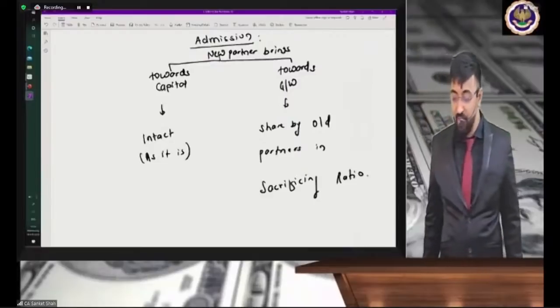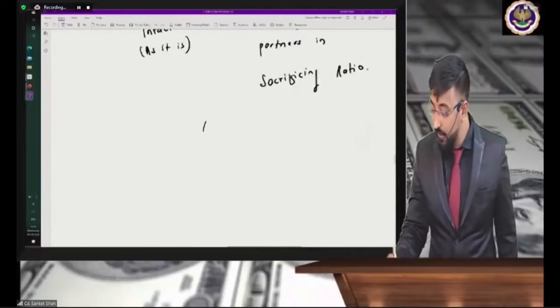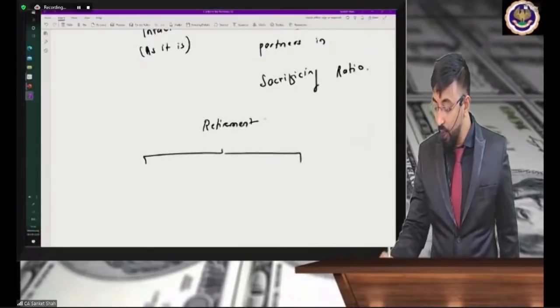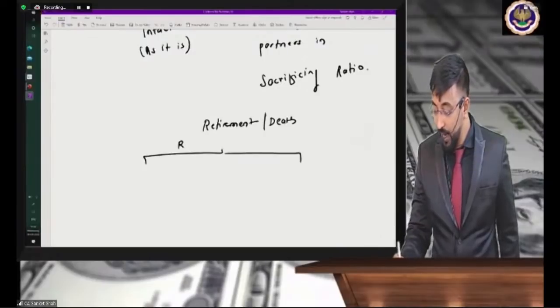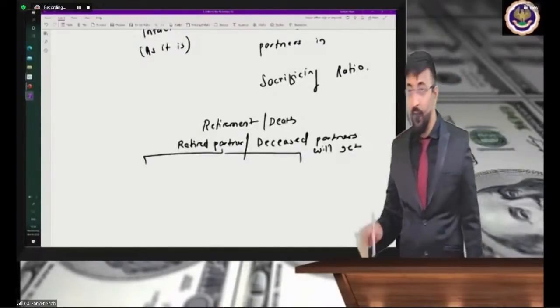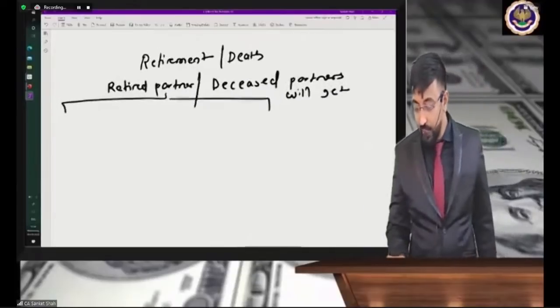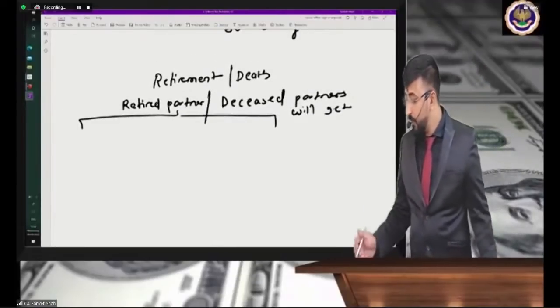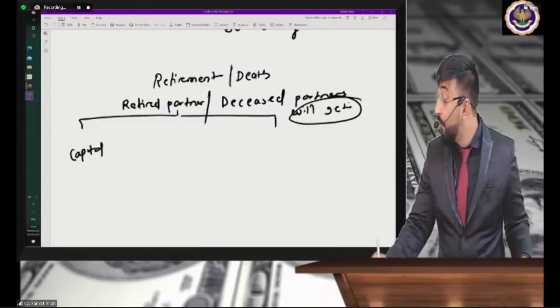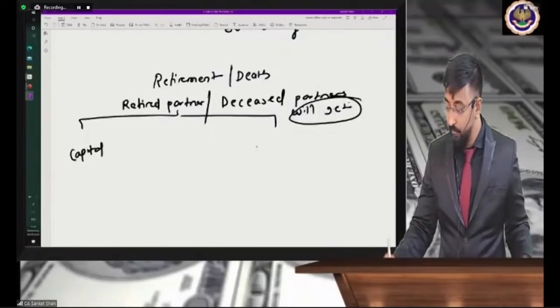Now, goodwill treatment in admission. And what is goodwill treatment in retirement? Yes, retirement or death. Retired partner or deceased partner. What is called deceased, मर गया. अभी deceased partner को नहीं मिलेगा, उसके legal heir को मिलेगा. So retired partner and deceased partner will get two amounts. One is towards capital, he will get, he will not bring. And towards goodwill.